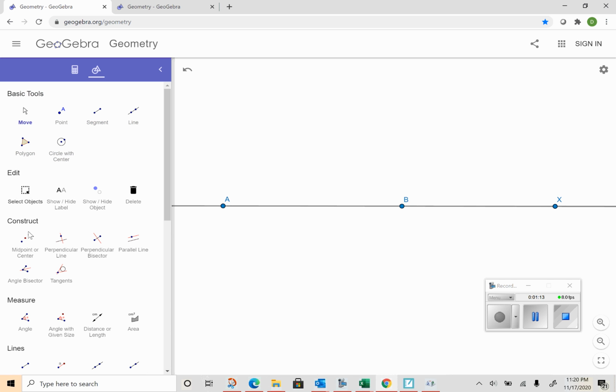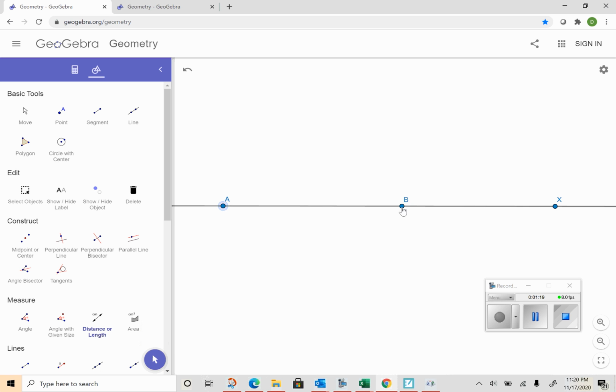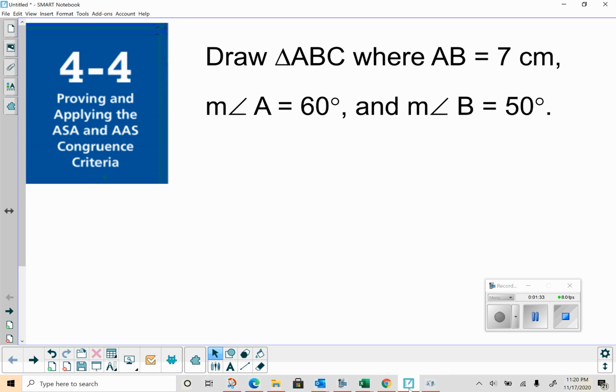And then let's measure and make sure I've got this set right. Okay, well, 8's too much. That was supposed to be 7. So I need to bring it back a little bit. There we go. Okay, so I've got one side of my triangle.